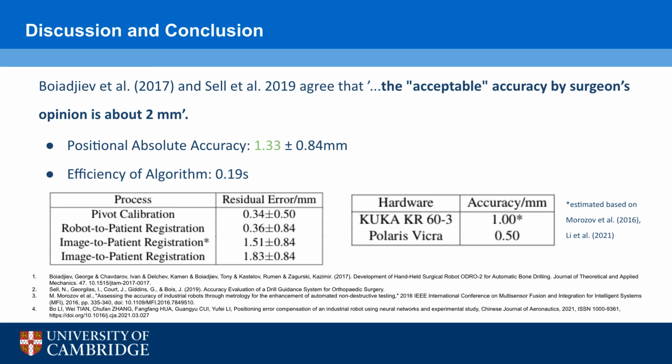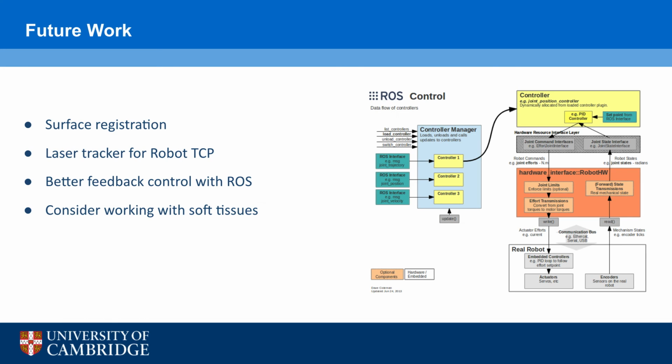So that's good. But there is, of course, room for future work. So we can make the accuracy better, we can calibrate better, we can do better mapping. We could use surface registration to do image to patient mapping. We could use laser tracking to calibrate the robot tool center point better. And there were some problems that we had with RoboDK when it came to feedback control with the tracking. And it would have been better if we used ROS for that, because they offer a control module and you can set up a PID controller.